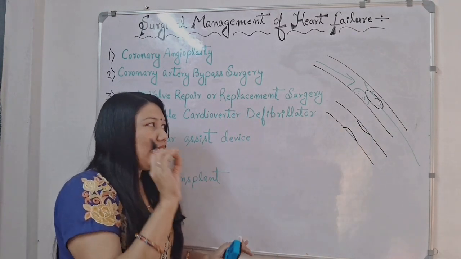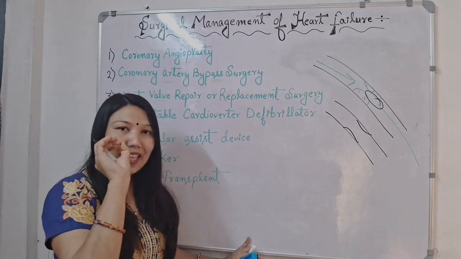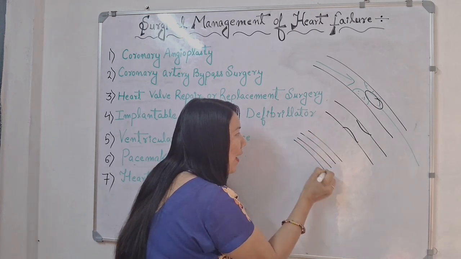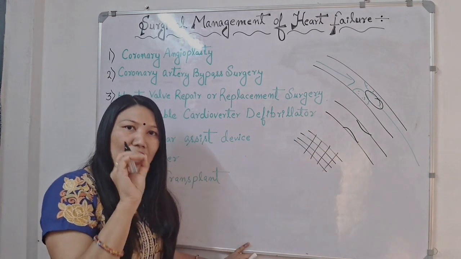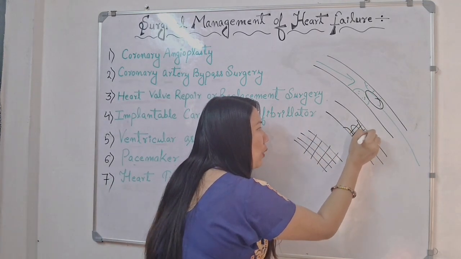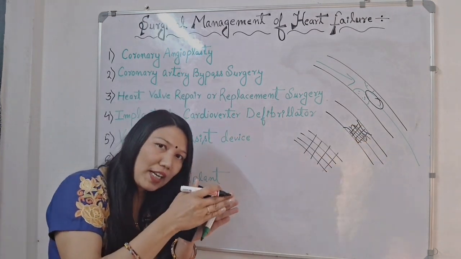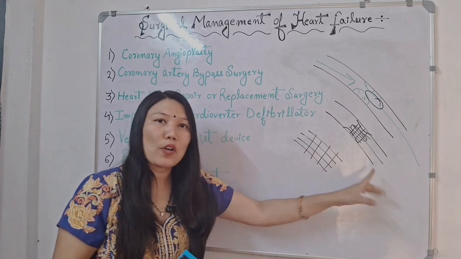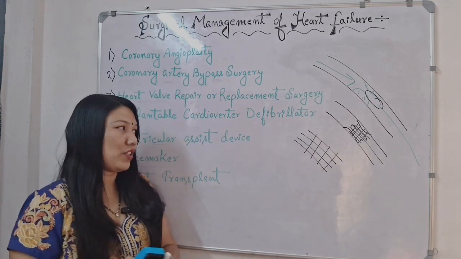In this balloon angioplasty, the surgeon can also place a stent. A stent means a wire mesh like structure. So at the tip of this balloon a wire mesh structure is also placed. When the balloon is inflated, this mesh like structure will remain in the coronary artery and the balloon is deflated back. It is also known as PTCA, percutaneous transluminal coronary angioplasty.